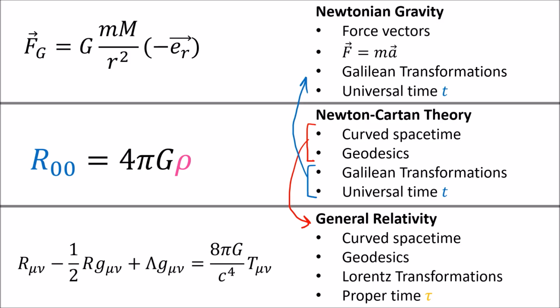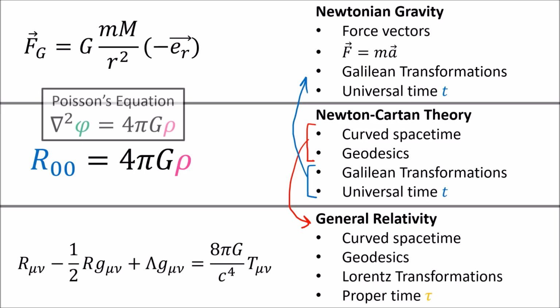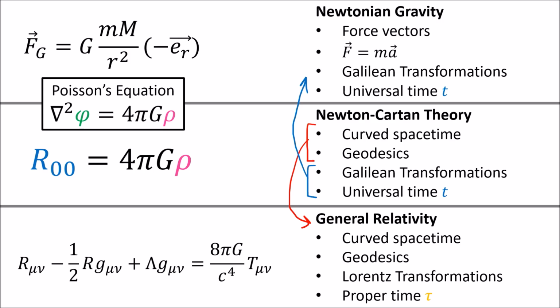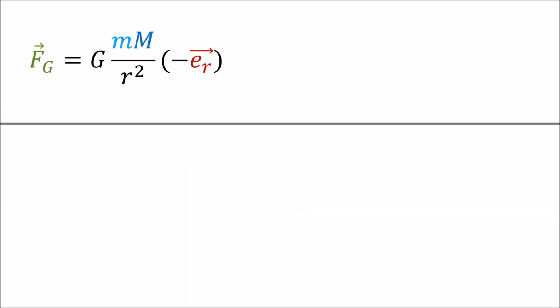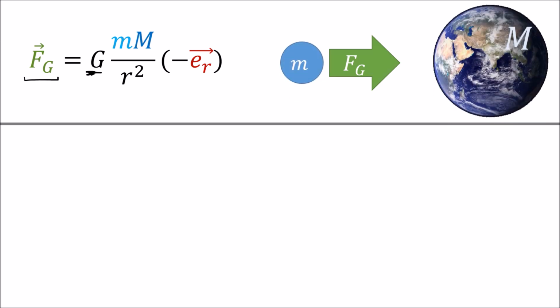To understand this Newton-Cartan theory, we need to review the Poisson equation for Newtonian gravity. The standard law of Newtonian gravity tells us that the force of gravity between objects is equal to the gravitational constant capital G times the product of the two masses divided by the distance between the masses squared. In this case, the e_r basis vector points out of the Earth's center, so the force on the lowercase m mass points in the opposite or negative direction, towards the center of the Earth.